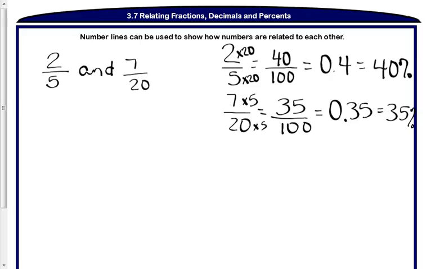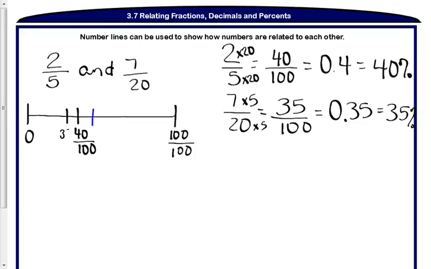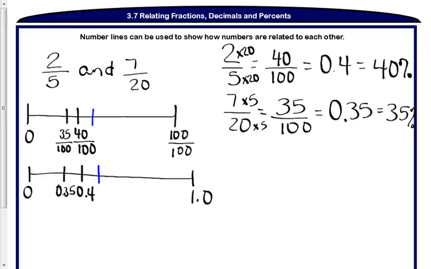Last but not least, we have to put them on our number lines. So we'll start with 0 and 100 out of 100. Again, I'm going to mark halfway, but that's more for me to figure out where these things go on a number line. So if that's 50 out of 100, then I'm going to say 40 out of 100 is about right there. And 35 out of 100 would be about right there. Then we move on to our decimals. So 0 and 1.0. Again, I think about half. So 0.4 would be about there, and 0.35 about there.